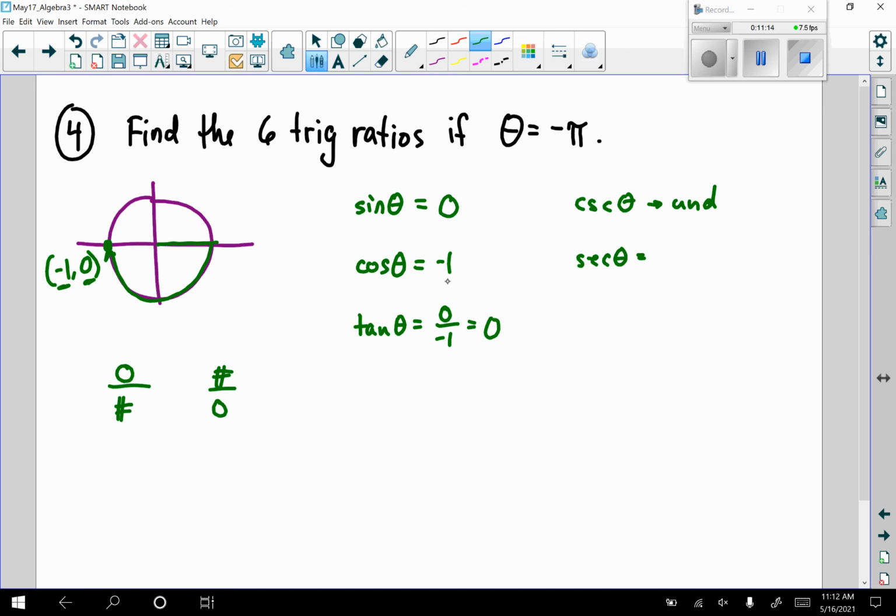Secant theta, so what's the reciprocal of negative 1? If I were to put this over 1, I'd flip it. I'd have 1 over negative 1. It's the same thing. And then cotangent, again, I would have the reciprocal of how I got tangent, so that would be a negative 1 over 0, and then that's undefined. We never want to say equals undefined. We just want to say is undefined, or just draw an arrow here to show it's undefined.